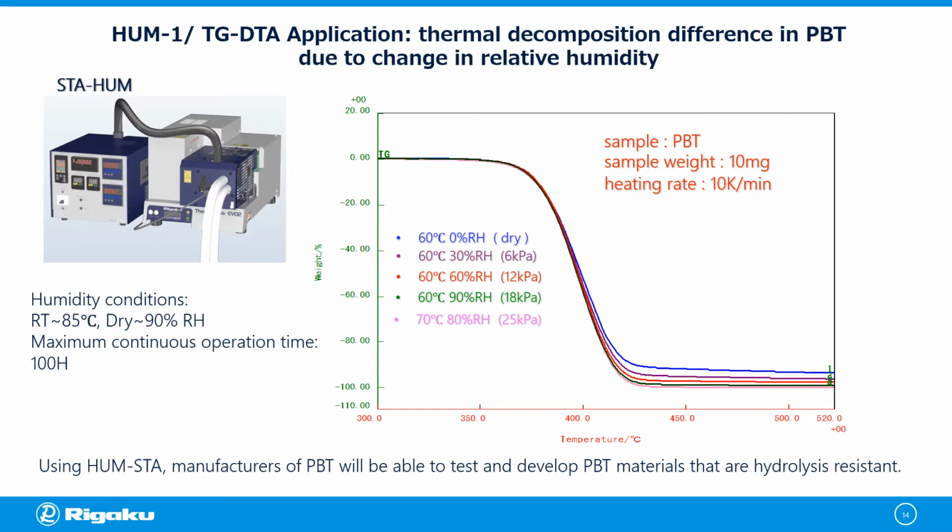Regardless of water vapor concentration, the thermal decomposition of PBT can be seen at around 350 degrees centigrade. However, at 380 degrees centigrade, as the water vapor concentration increases, the thermal decomposition of PBT increases and the amount of residue decreases. Using the HUME STA option, manufacturers of PBT will be able to test and develop PBT materials that are hydrolysis resistant.